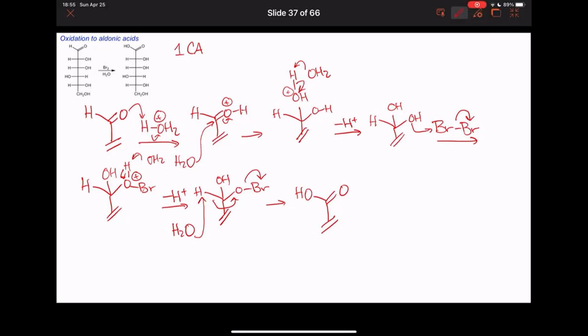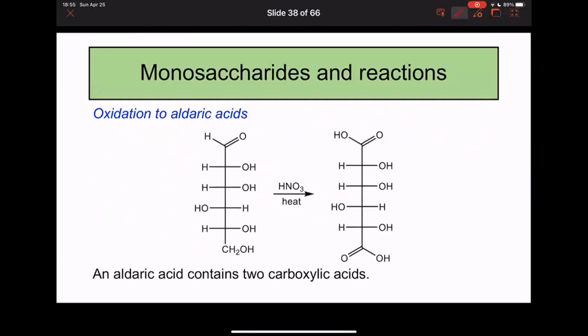Okay, so the next reaction that you guys covered is oxidation to aldaric acids. These are when you have two carboxylic acids. Comparing your starting material to your final product, you can see that we oxidize that aldehyde into a carboxylic acid, and then we also oxidize down here. All you really need to know is that this happens with HNO3 and heat, but I don't believe he covered the reaction mechanism in lectures, so we're not going to go over it.